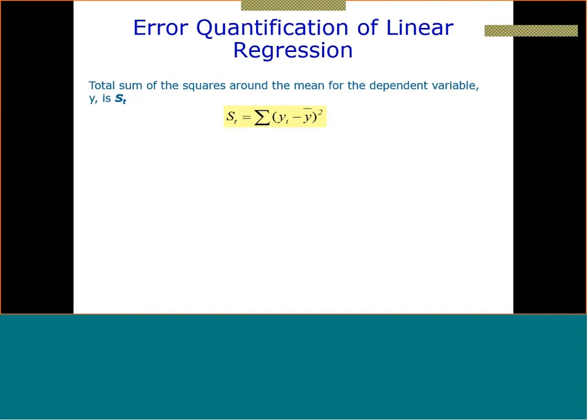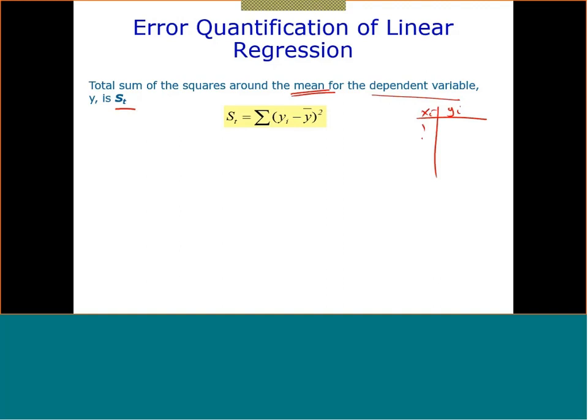So here I will define the term called St, which is the sum of the squares around the mean of the dependent variable. So I have the dependent variable back here. Let me just remind you, this is your x of i, this is your y. Imagine that you are measuring temperature on the x-axis.